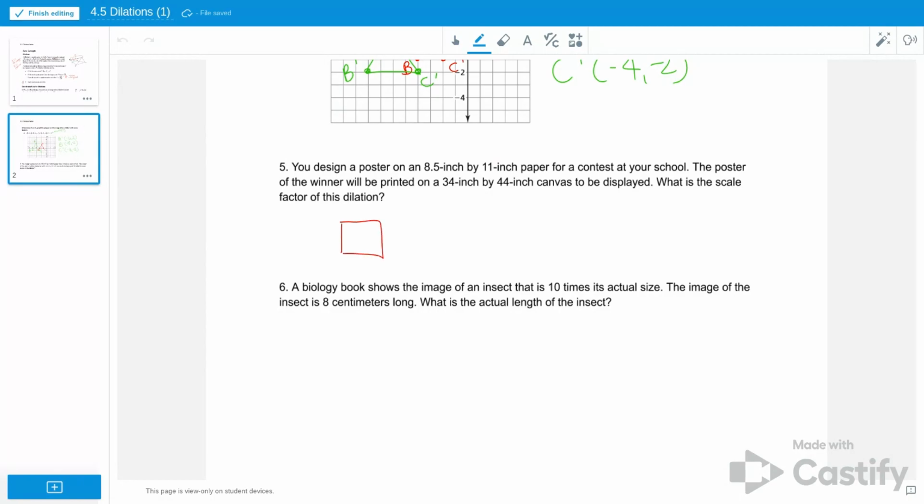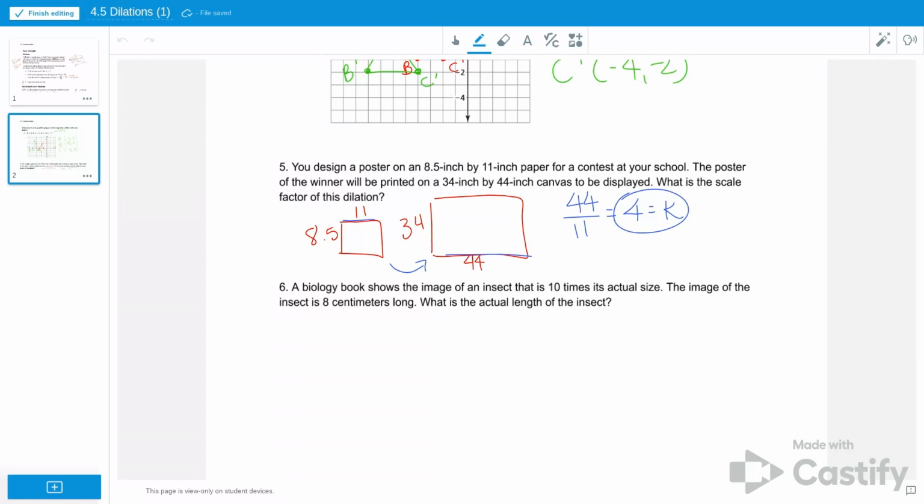So you can draw like a picture here. You've got an 8.5 by 11-inch, and then the poster is a 34 by 44. And so you just need to find 2 corresponding sides. So like 11 and 44 are easy for us to divide out. It is getting larger, so our K value should be larger than 1. So our new image divided by our original image means that our K is 4.